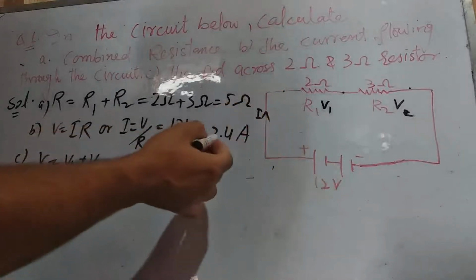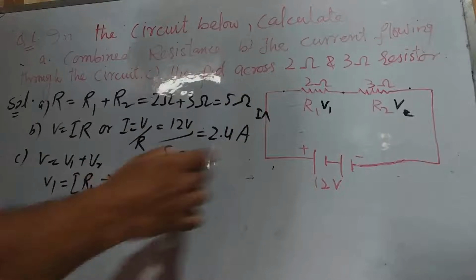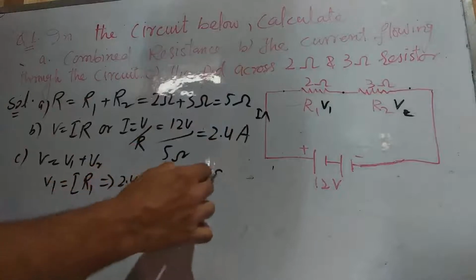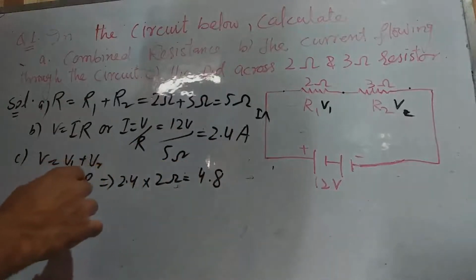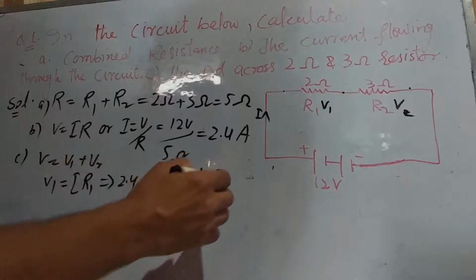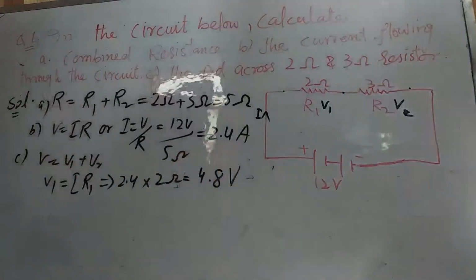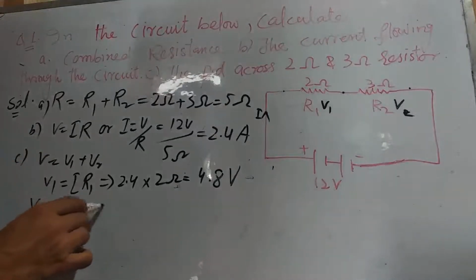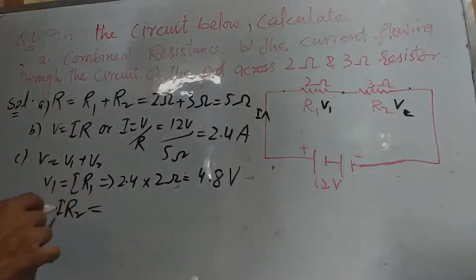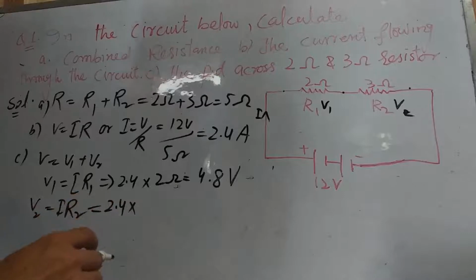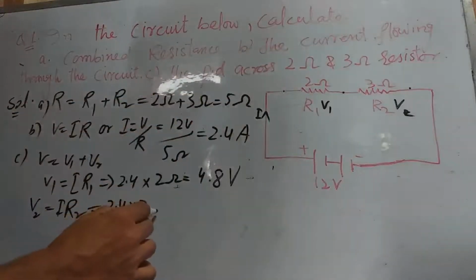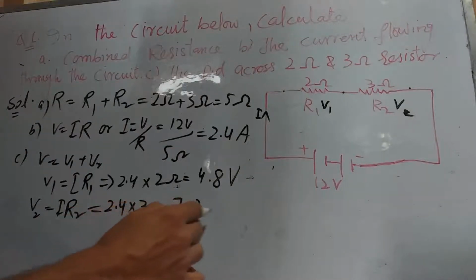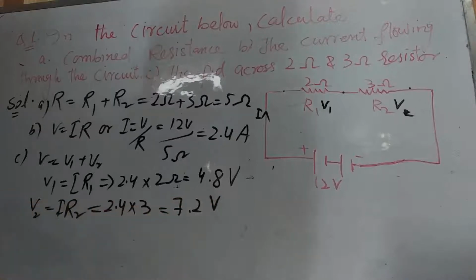So V1 will be equal to current, how much is current? 2.4 ampere multiplied by R1, which is 2. So this is equal to 4.8 volt. And similarly, V2 will be equal to IR2, which is equal to I, 2.4, multiplied by R2, which is 3. So this is equal to 7.2 volt.